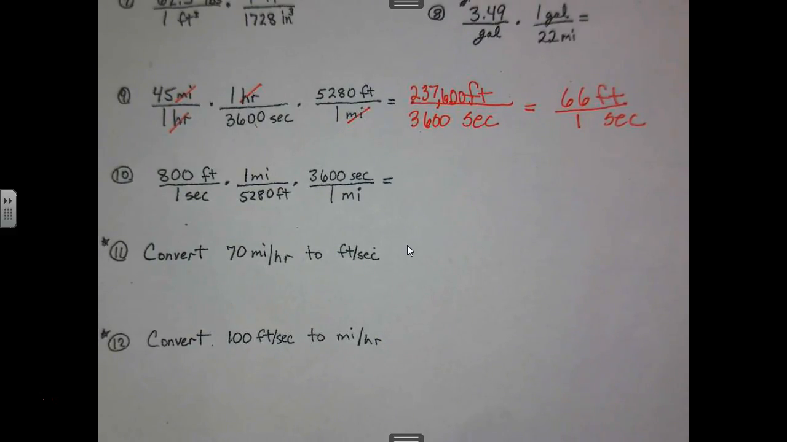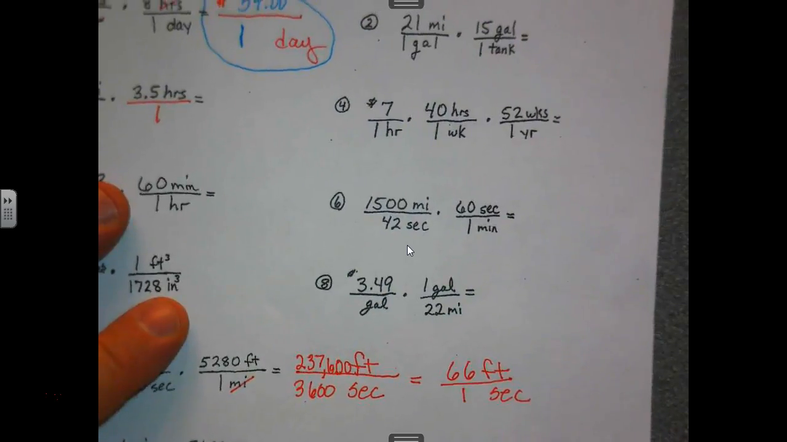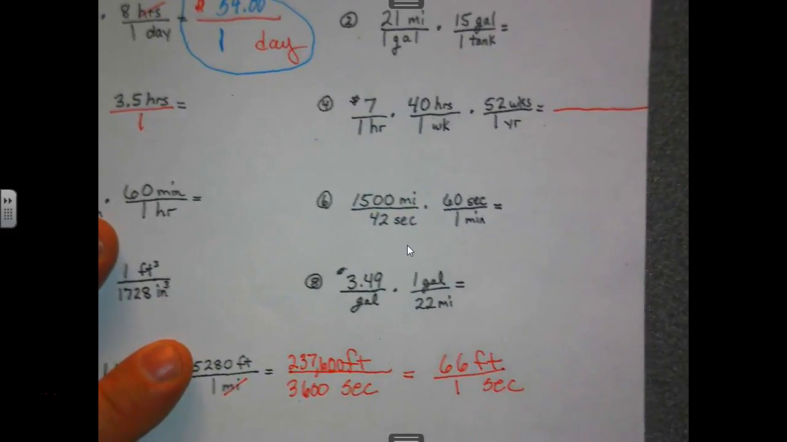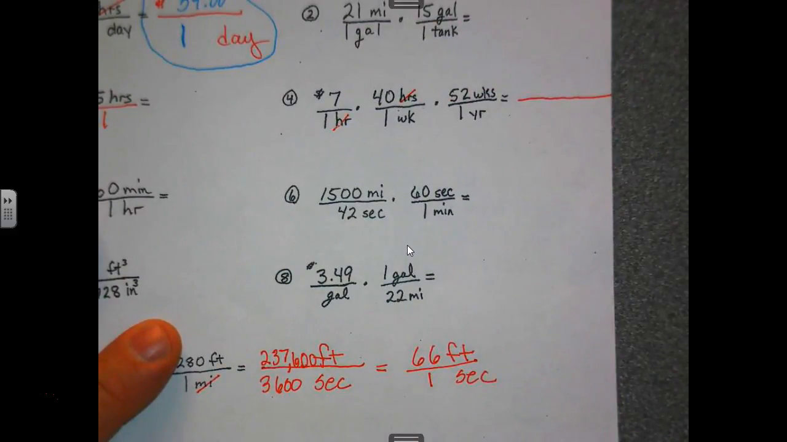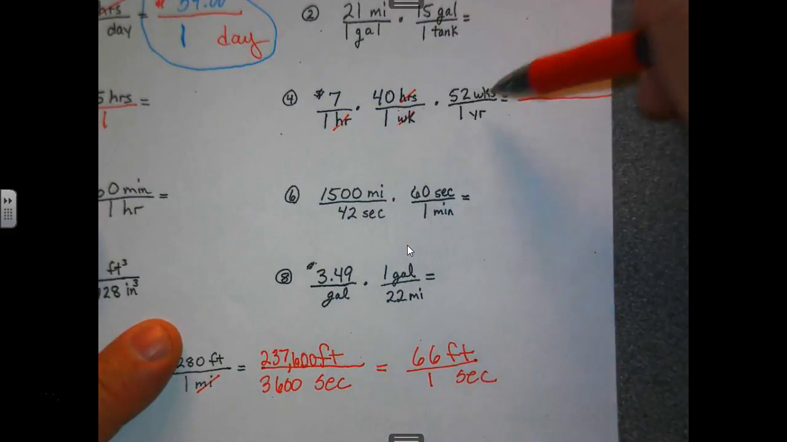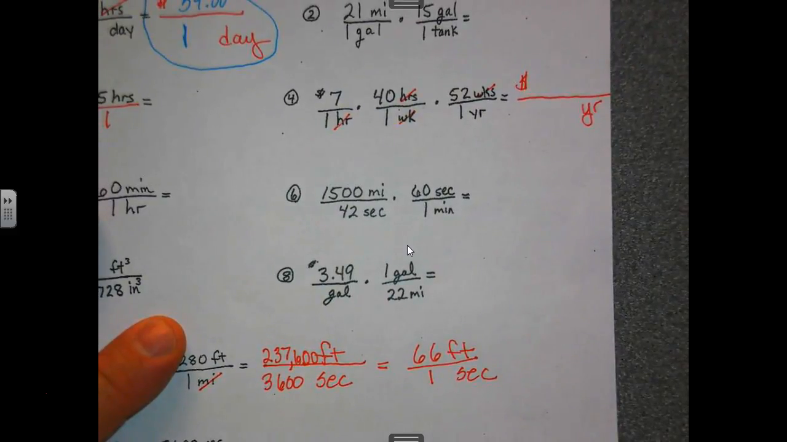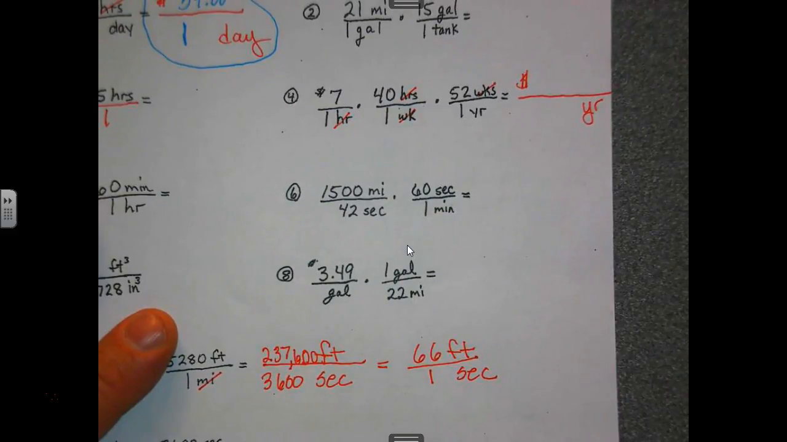Which one? Okay, what can I cancel out for my label? Hours. Anything else? Weeks. I'm going to be left with dollars here. Okay, I don't have anything to factor out because everything's going to be over one. So this is going to be a unit rate per year.